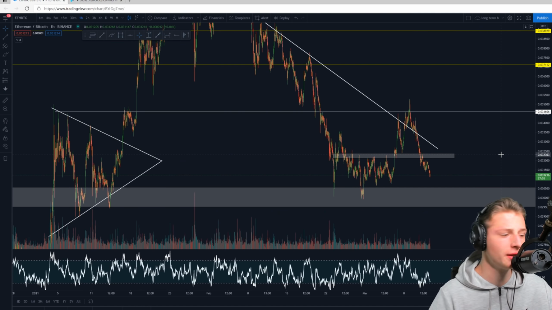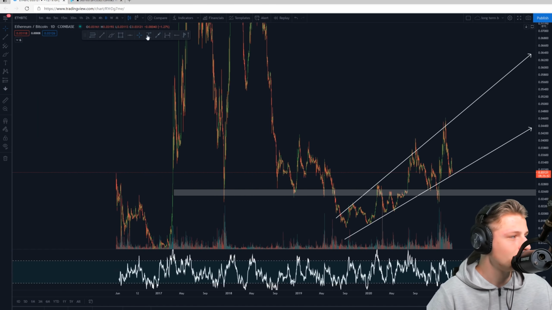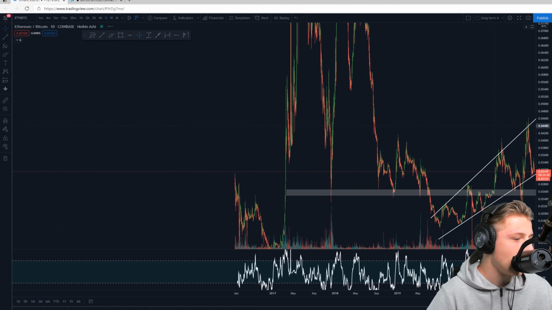So also looking at the bigger picture, because we are doing that quite a lot here on the channel and you guys are loving it. And of course, like you already know, I'm always thinking big here. I'm always thinking about the long term here. And also if you look at Ethereum in the bigger picture, you can see Ethereum always moving in waves.